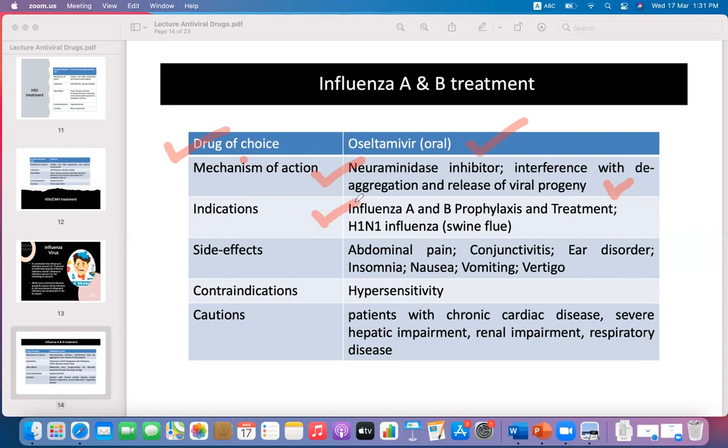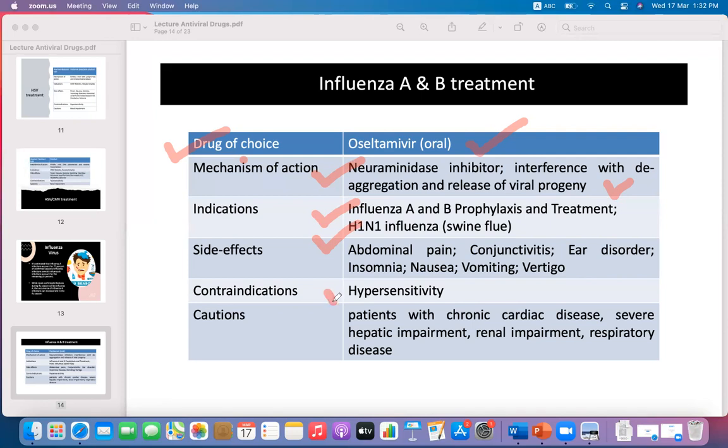Plus, oseltamivir is also used in the management of treatment of swine flu, which is generally considered as H1N1 influenza. And oseltamivir is available as Tamiflu tablets, which was very commonly and widely useful during the infection of swine flu. Side effects include abdominal pain, conjunctivitis, ear disorder, insomnia, nausea, vomiting, and vertigo.